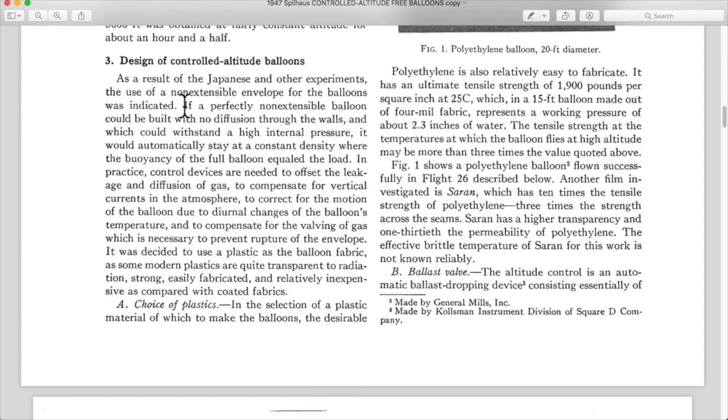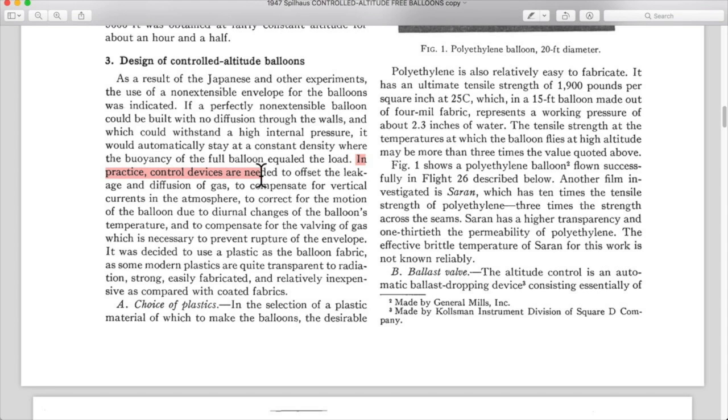Here we go. So the Japanese example showed that an envelope that would not stretch was the solution to flying for a long time. So a perfectly non-extensible balloon could be built with no diffusion. Remember, diffusion is basically a gas soaking through a material, and could withstand high pressure. It would automatically stay at a constant density where the buoyancy of the full balloon equaled the load. This is exactly the same way fish and submarines will be able to float at a constant depth in the water.